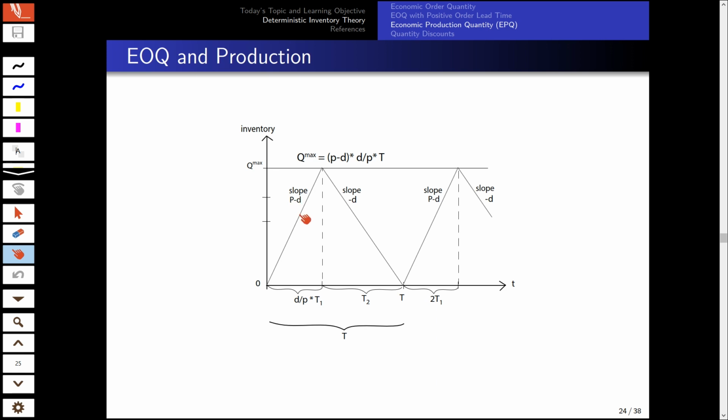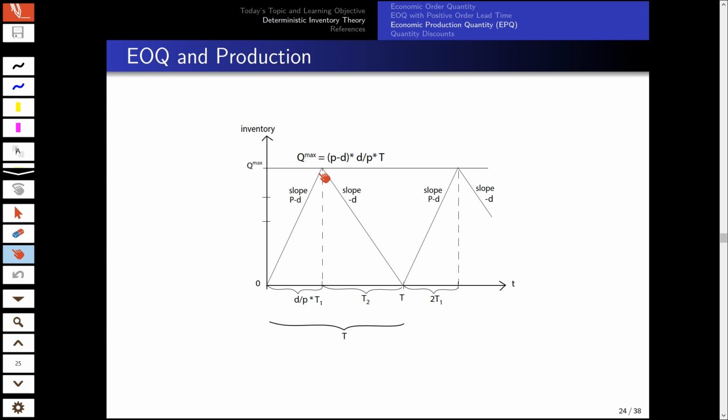Here we need to add that we assume that the production rate is greater than the demand rate, because we would not keep up and produce or build our stock and inventory if that would not be the case. Then if we take more out than we can produce, we would go negative, and we want to abstract from that case here. So we are building up inventory with the production rate minus the demand rate until we hit a maximal inventory holding that we denote by Qmax.